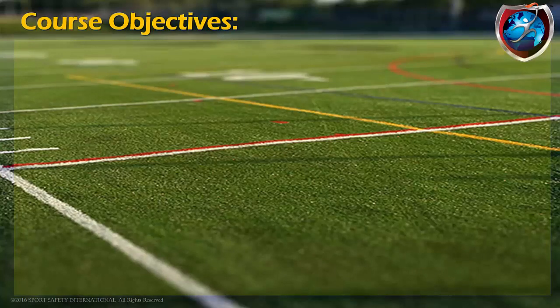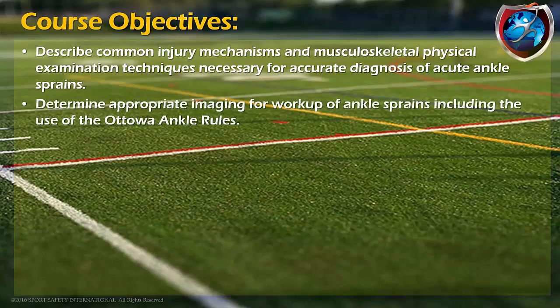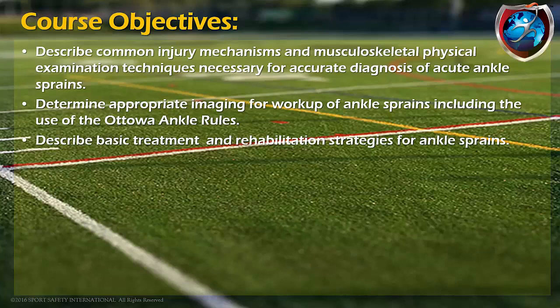Upon completion of this course, learners should be able to describe common injury mechanisms and musculoskeletal physical examination techniques necessary for accurate diagnosis of acute ankle sprains. Determine the need for imaging of ankle sprains through the use of the Ottawa ankle rules. Describe basic treatment and rehabilitation strategies for ankle sprains.